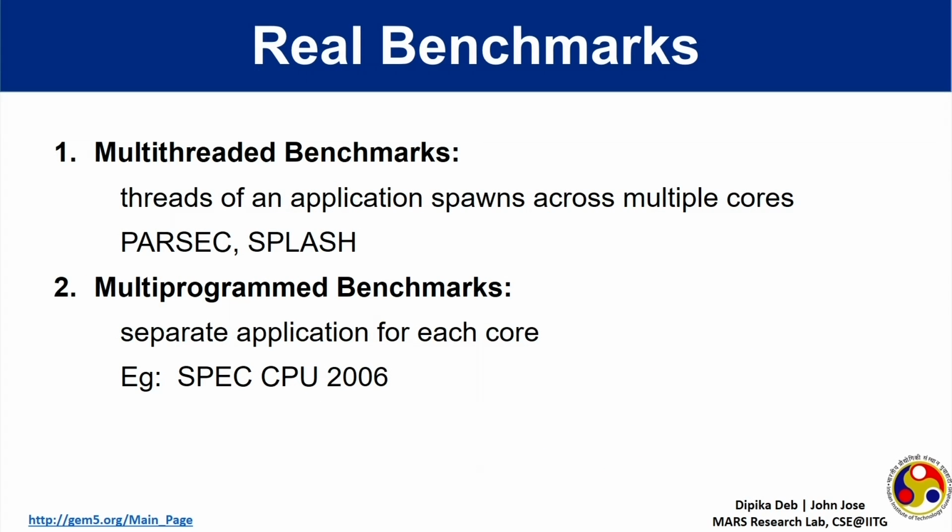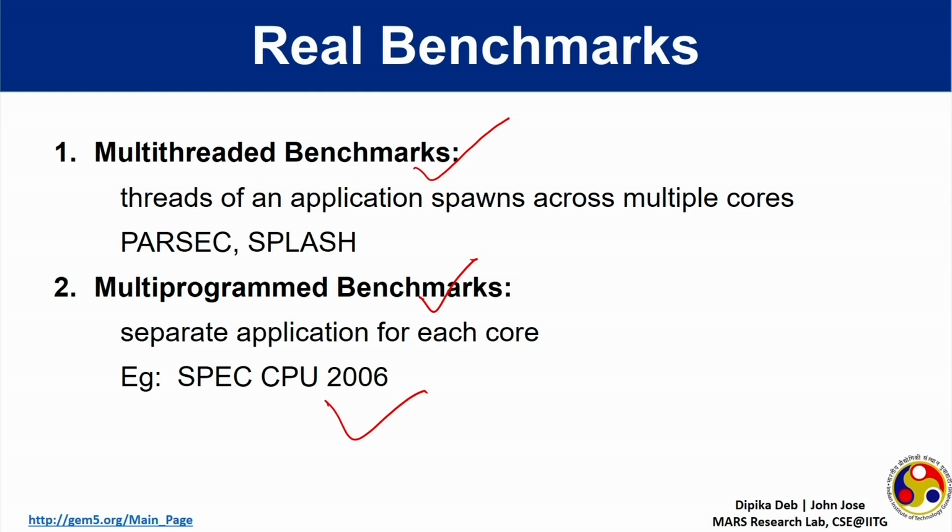Now, along with running user programs, one can also run real benchmarks to verify the behavior of a simulated machine with respect to real world programs. There are two types of benchmarks, multi-programmed and multi-threaded benchmarks. In multi-threaded benchmarks, the threads of an application spawn across multiple cores. Parsec and Splash are two such benchmarks. On the other hand, in multi-programmed benchmarks, separate applications run on each core, like in the Spec CPU 2006 benchmark suite. We will use this benchmark throughout the gem5 assignments provided in the course.